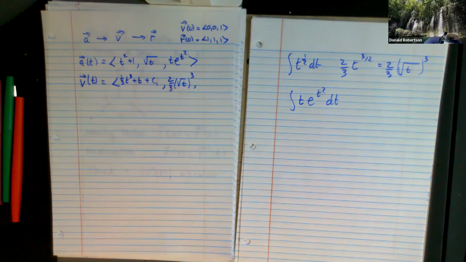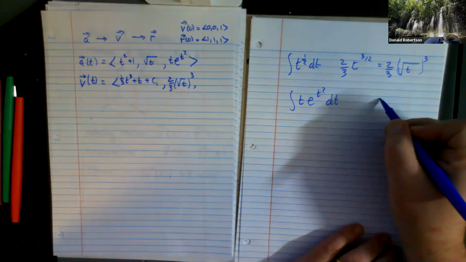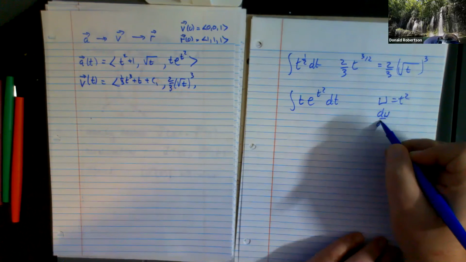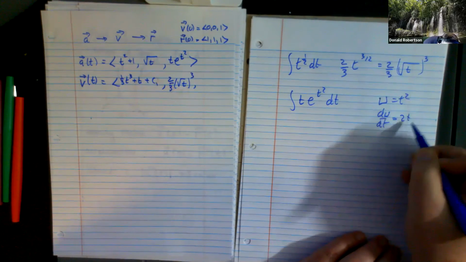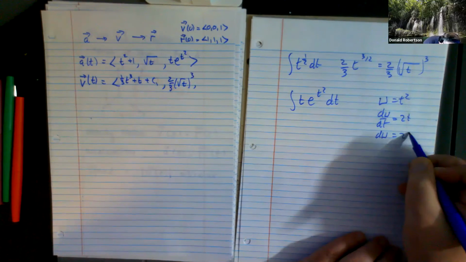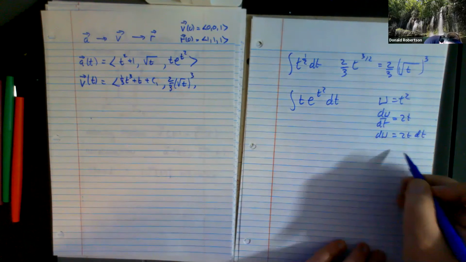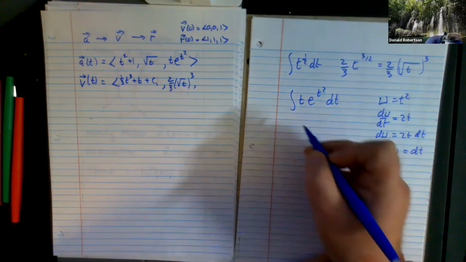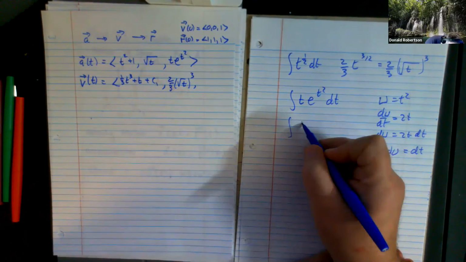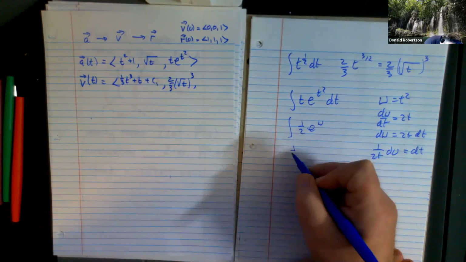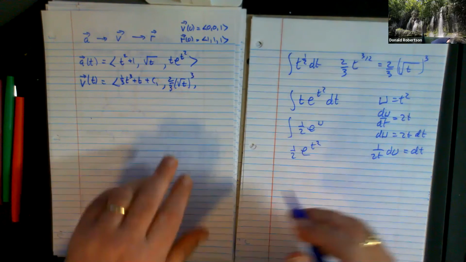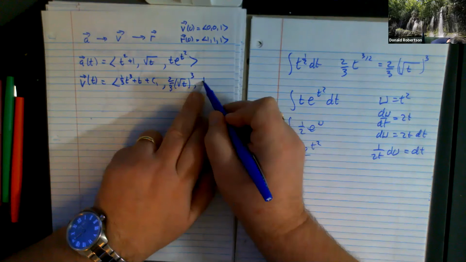Okay. So, make that t squared, differentiate, cross over, isolate. Can you trust me? You get a half e to the u, which becomes a half e to the t squared. And that makes this fella then a half e to the t squared.